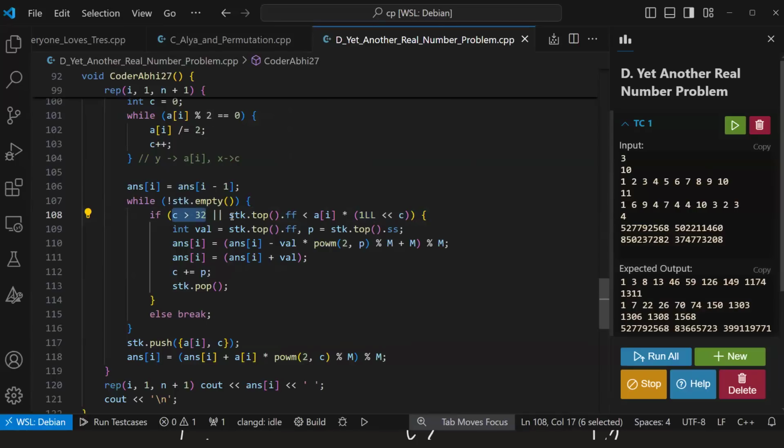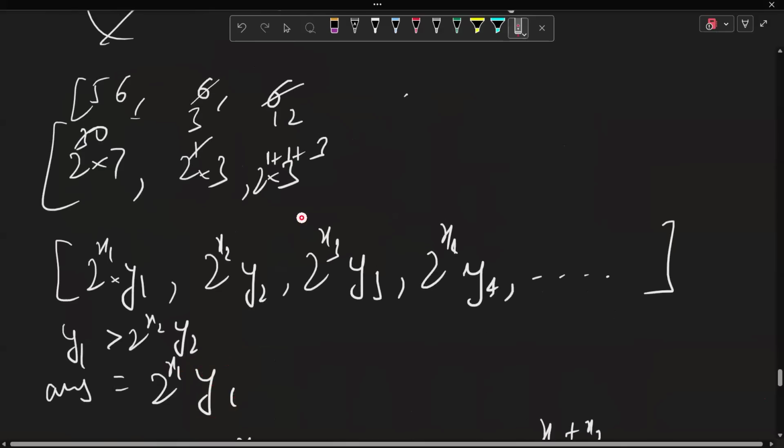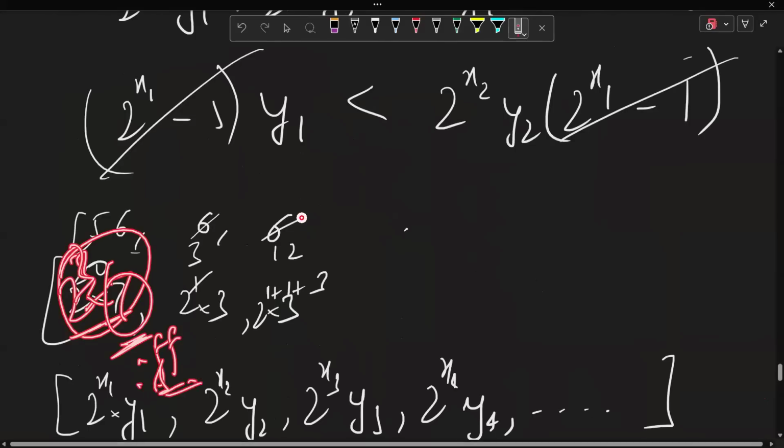It would become true. Or if my stack dot top dot first, so the top of the stack, dot first, I'm storing y1. Let's say this was there in the top of the stack, 2 to the power 3 into 7. So 7 is stored in dot first and 3 is stored in dot second. This is the way I'm storing it.